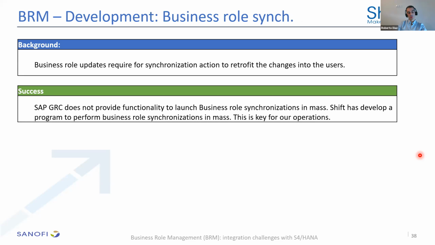Also a success is that we had to do a customization on SAP GRC Access Control. Why? Because every time we change a business role, we need to synchronize the changes to the users. Access Control has a synchronization functionality, but it works only one role at a time. In a big project like SHIFT, we need to do this in mass, and we were able to customize this feature to allow mass business role synchronization.